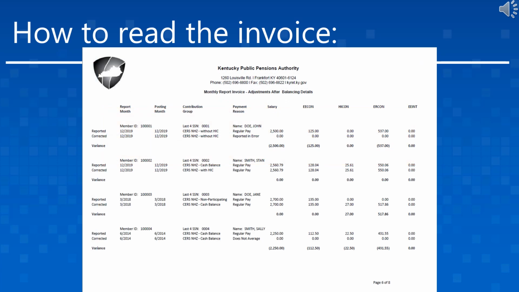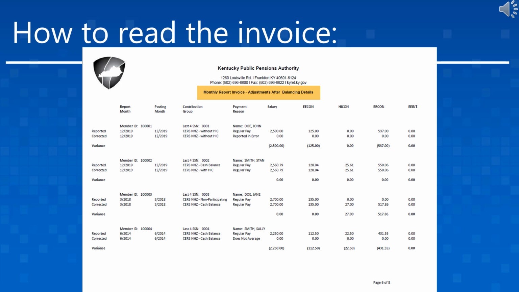Page 6 begins the adjustments after balancing details. These pages contain the records that were corrected during the error correction process after the monthly report was submitted, and the records that were updated through internal adjustment processes after posting to the member's account. This information is important to review as each record reflects a monetary change on a specific employee of your agency.